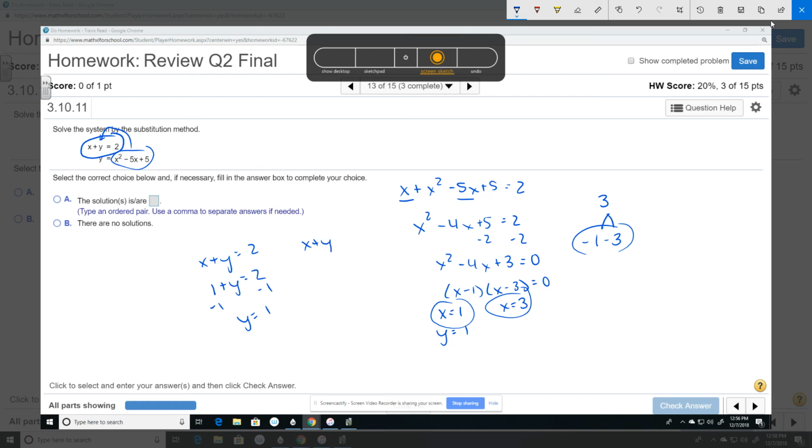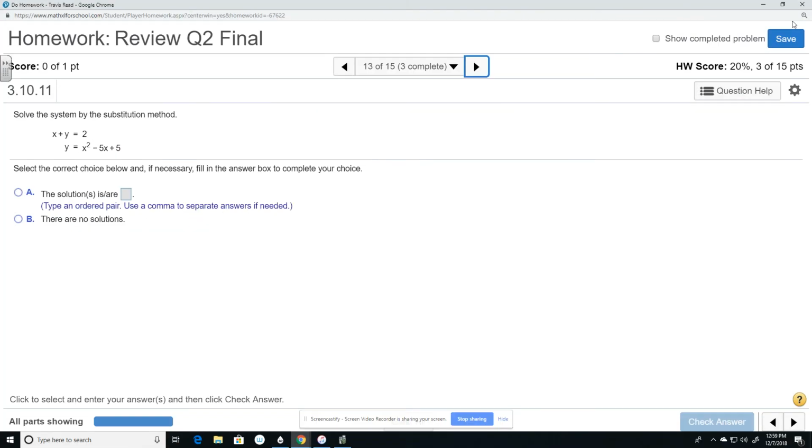And then x plus y equals 2, I'm going to plug in a 3. 3 plus y equals 2. So when I minus 3 from both sides, y equals negative 1. So x is 3, y is negative 1 are my two answers. So 1, 1, there's my first answer. And then x is 3 and y is negative 1 is my second solution.